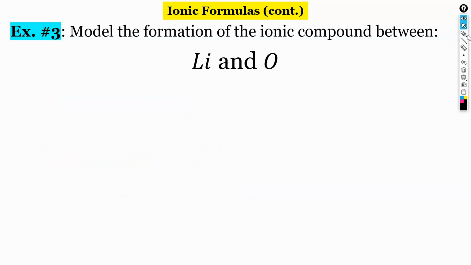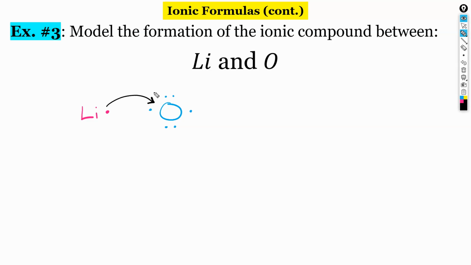This example says model the formation of the ionic compound between lithium and oxygen. Okay, so we've got lithium. Lithium has 1 valence electron. It's in group 1. And then we have oxygen. Oxygen has 6. So we go from cation to anion.